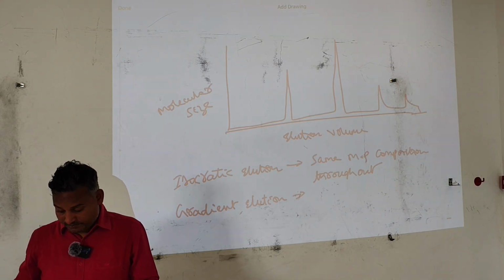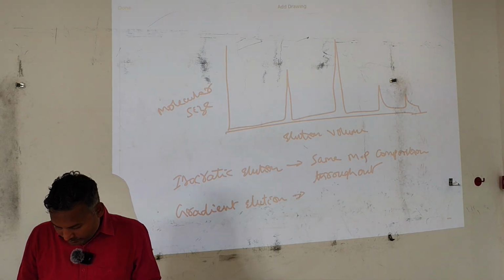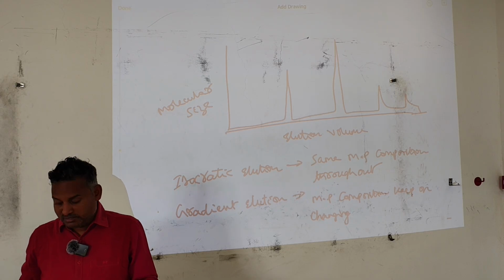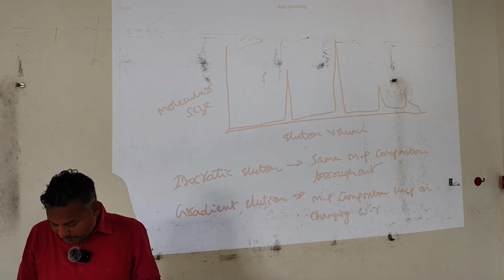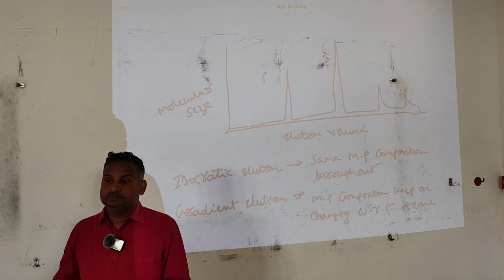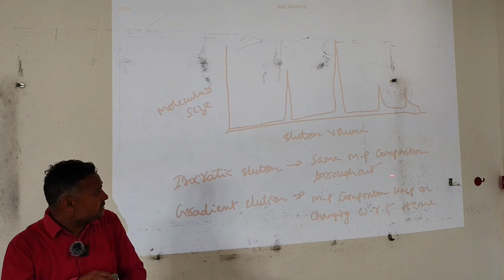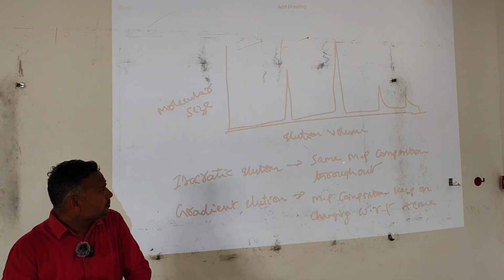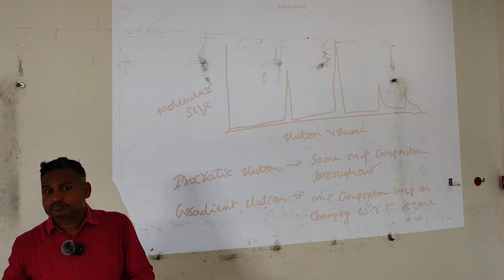Gradient elution means the mobile phase composition keeps on changing with respect to time. So here, as the time progresses, the mobile phase composition changes, whereas in isocratic it will be the same.